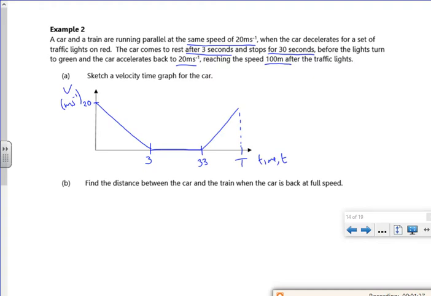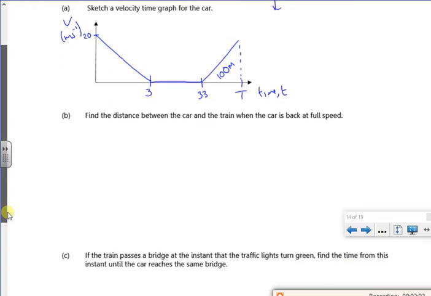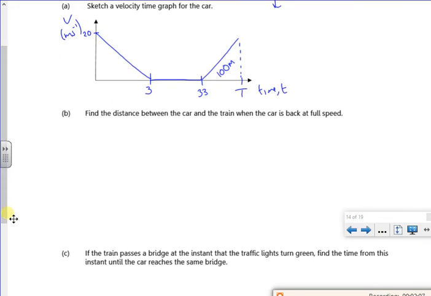So it says find the distance between the car and the train when the car is back up to full speed. The 100 metres after the light. So the area of that is 100 metres, and that will allow me to find out what the time is. Right, so first of all, let's do the total distance for the car. It'll be a half base times height plus the 100 metres from the other part. So that's going to be 130 metres.